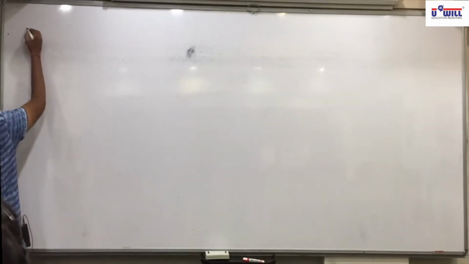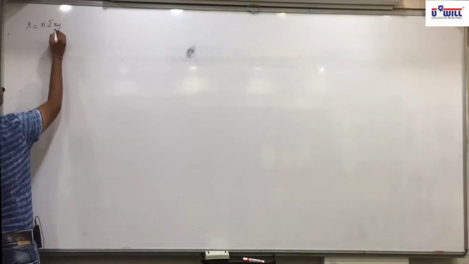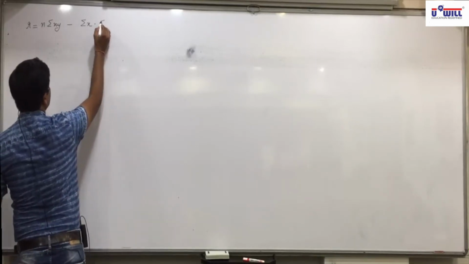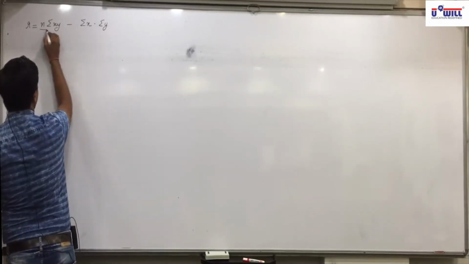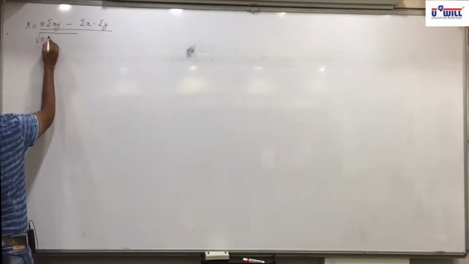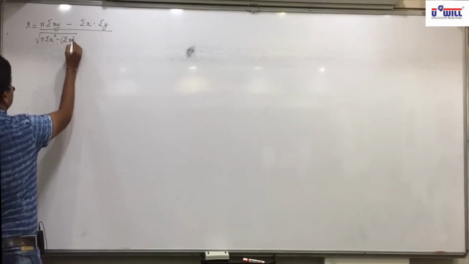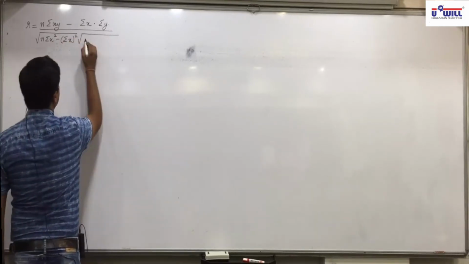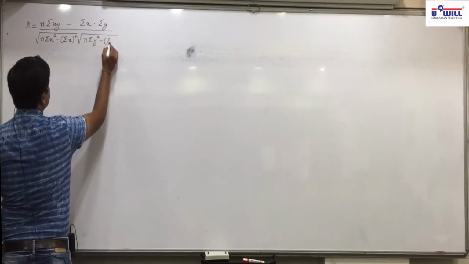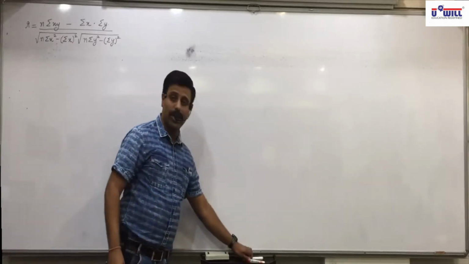Let us get the formula first. N sigma xy minus sigma x into sigma y upon square root of n sigma x square minus sigma x whole square into square root of n sigma y square minus sigma y whole square.